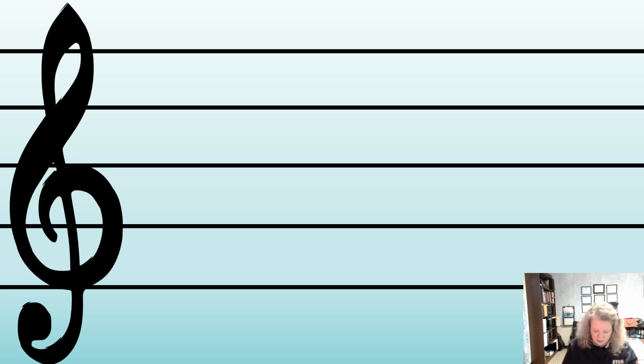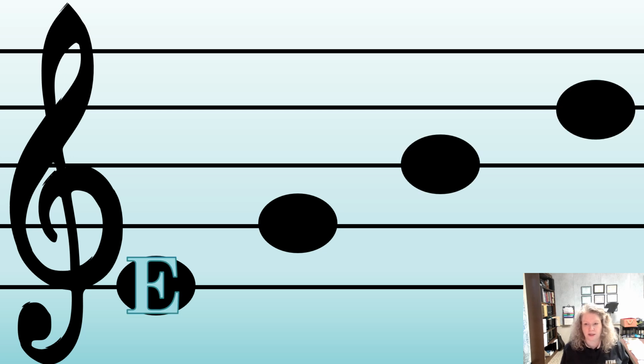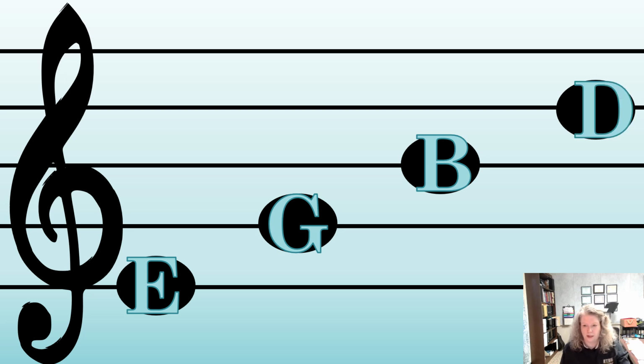When we read line, space, line, space, line, from the bottom of the treble staff, the pitches go in alphabetical order. So here we have E, G, B, D. So notes can skip.